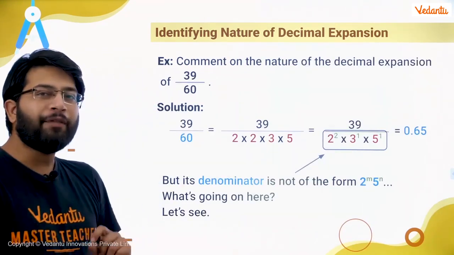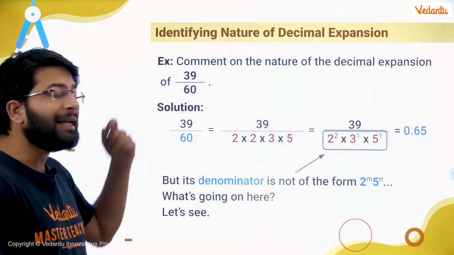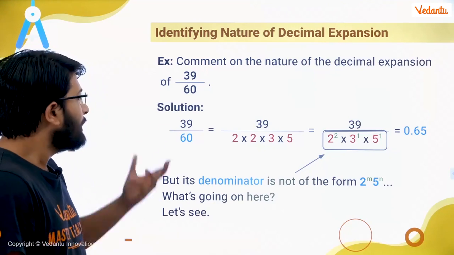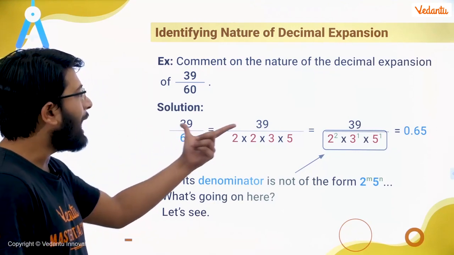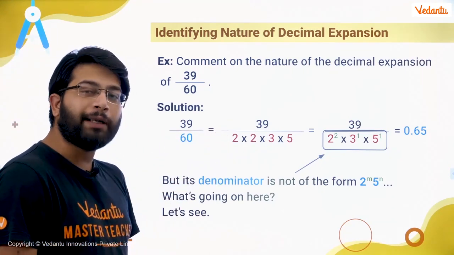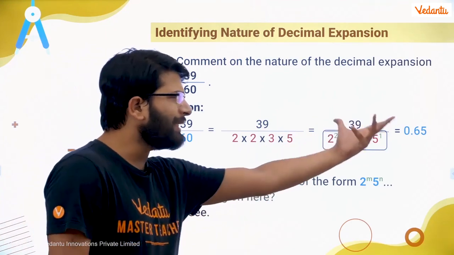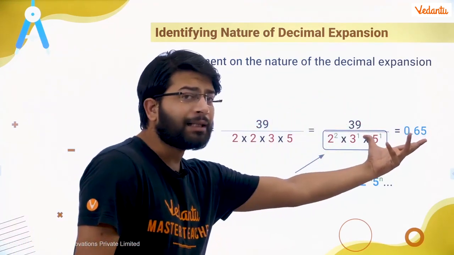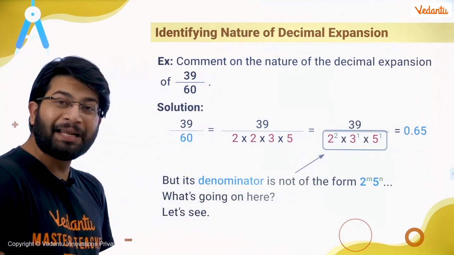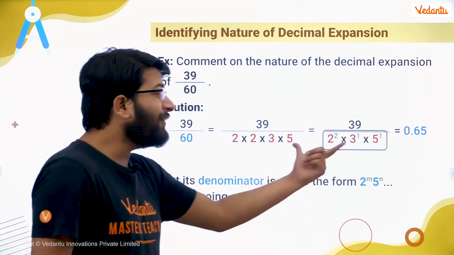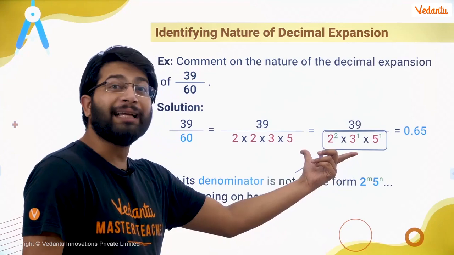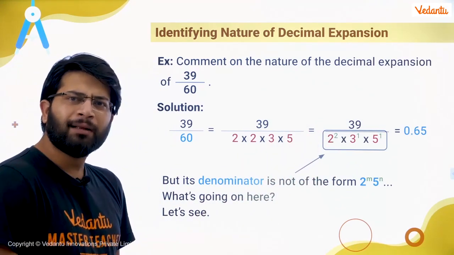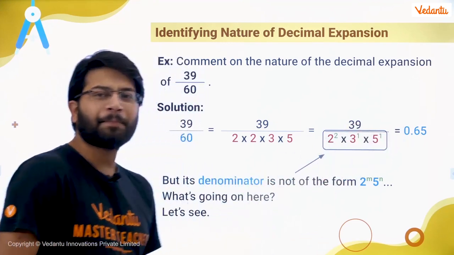So now champ, what we have seen over here, we can see in one more example, let's say 39 upon 60, right? After doing the prime factorization of the denominator and finding the value, we can see that this is terminating. But if we see the prime factorization, it contains 3 to the power 1. So it should be non-terminating.